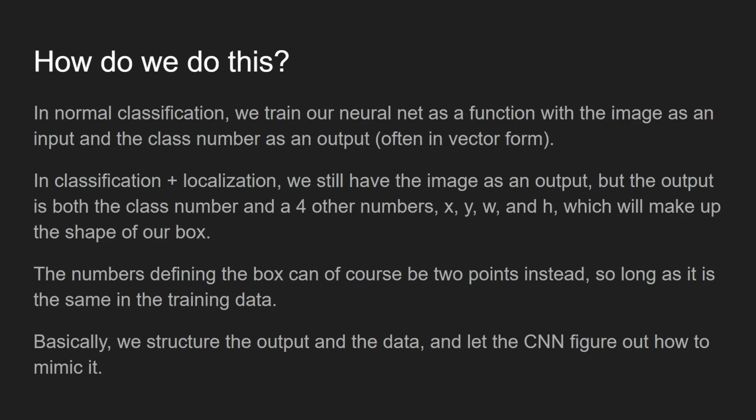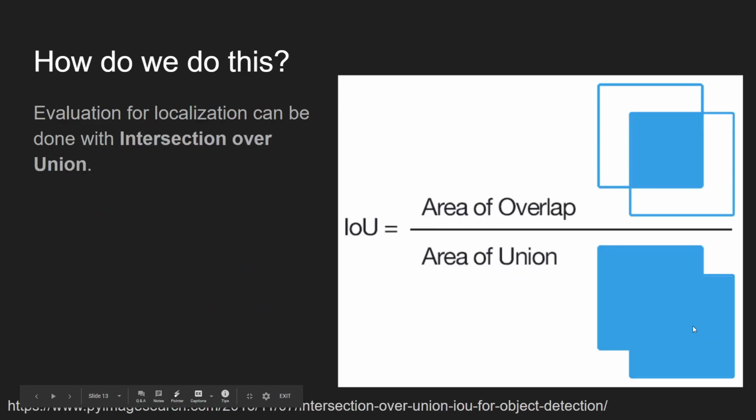I don't think there's all that much more to say on this slide. This is the main sentence here, though. Basically, we structure the output and the data and let the CNN figure out how to mimic it. It's the beauty of it. We might want to make some changes, though.